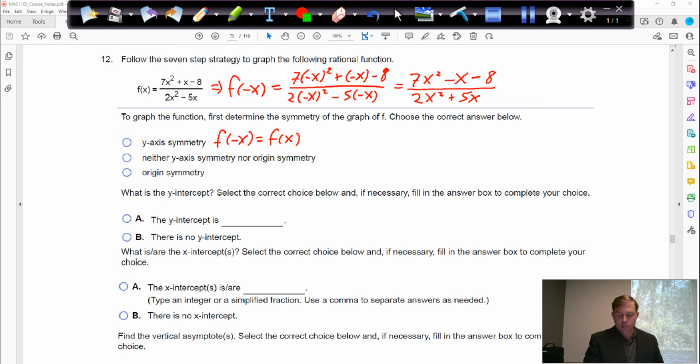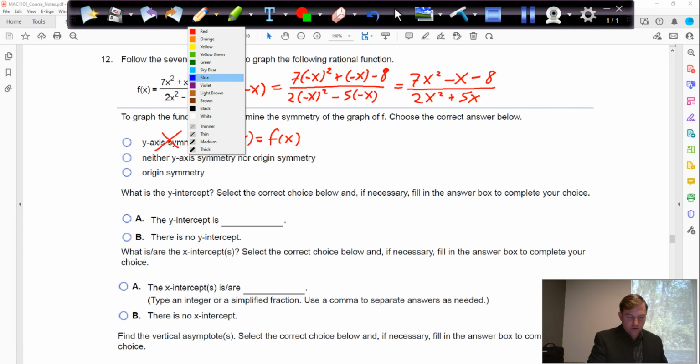The middle term on top is minus x. The middle term on top is plus x. They're not the same, so there's no y-axis symmetry. Now we'd have to flip everything for origin symmetry. Let's use a different color to check this.